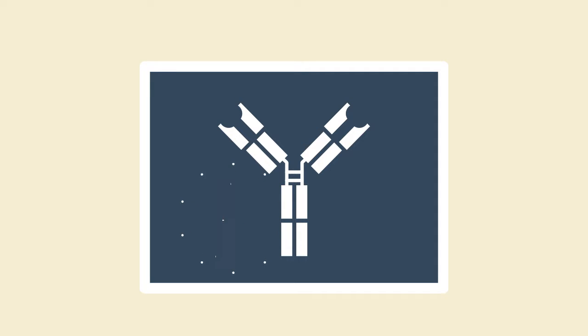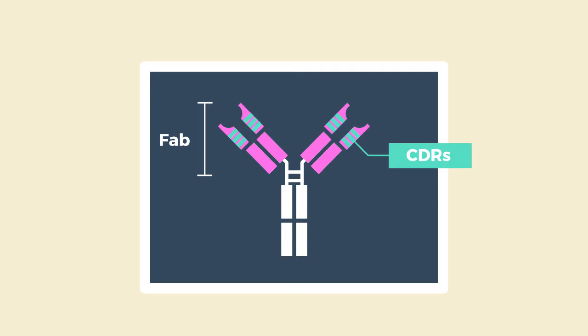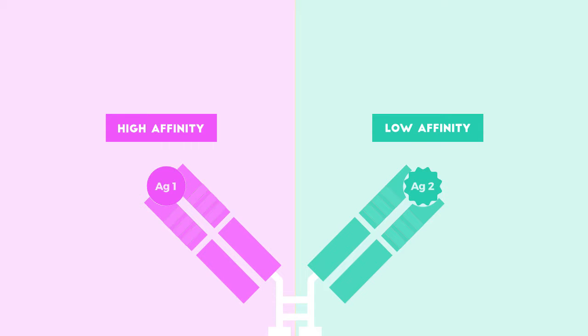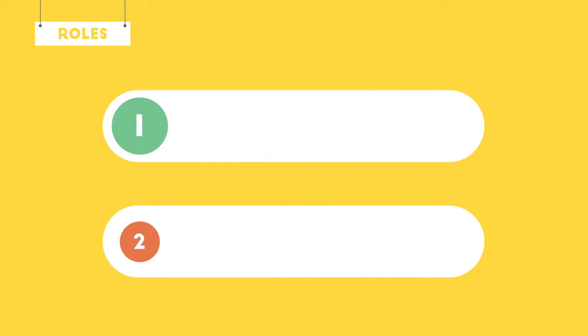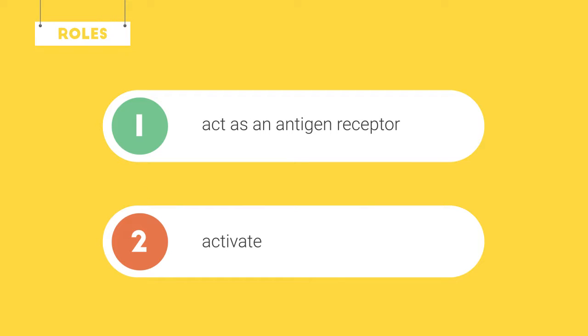On the tops of the Y are three regions called the complementary determining regions. These are all within the top portions of the Y called FAB segments. The complementary determining regions really determine the affinity of that antibody. Now, immunoglobulins have two roles. One, to act as an antigen receptor, and two, to activate effector functions depending on what is needed.